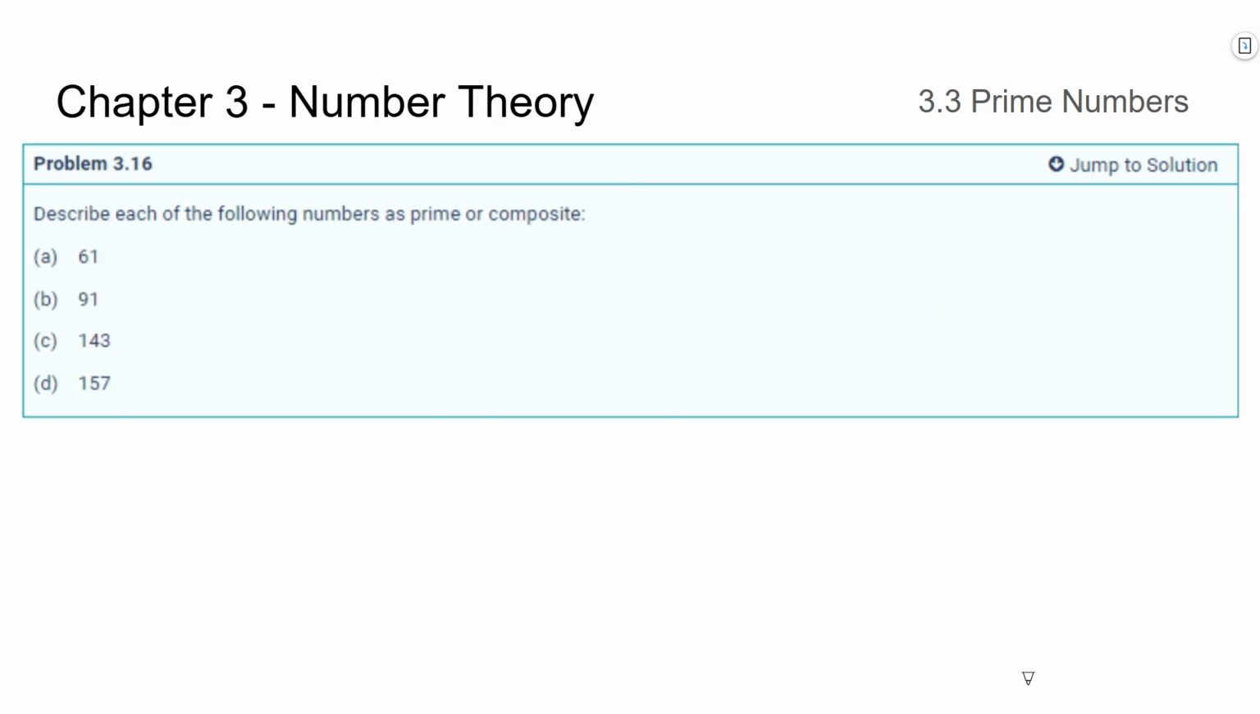Okay, so now let's check each of these numbers to see if it's a prime or a composite. So go ahead and pause this and give it a shot. All right, so first one is 61. Okay, so 61, let's go one by one and check our divisibility rules. So it's not divisible by 2, it's not even.